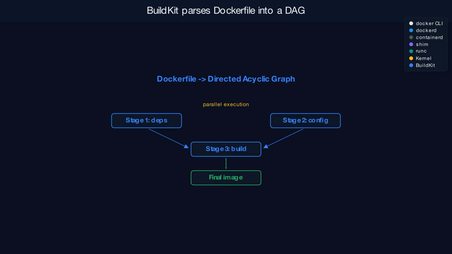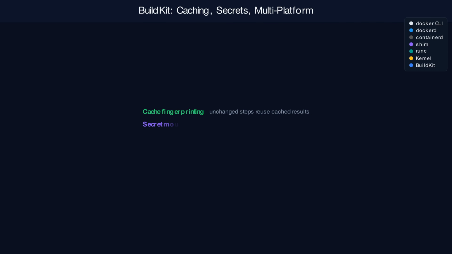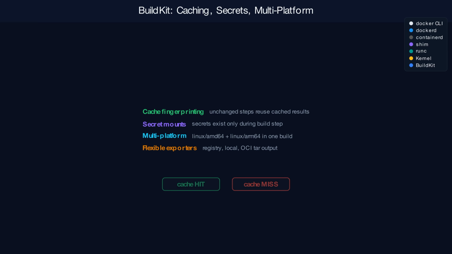Caching is where BuildKit really shines. It fingerprints each build step by its inputs. If nothing changed, the cached result is reused instantly. A cache hit lights up green. Only changed steps execute real work. Secrets handling is built in. You can mount secrets into a build step without baking them into the final image layer. They exist only during that step and disappear from the output.